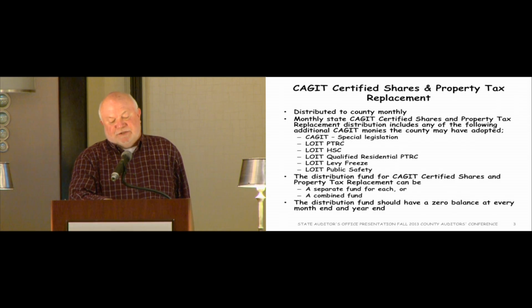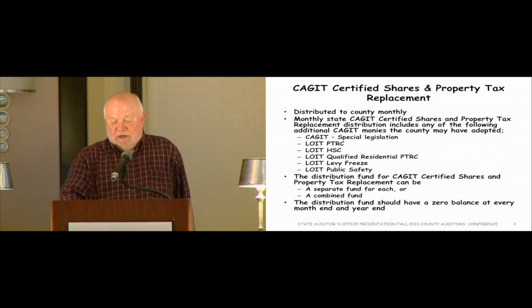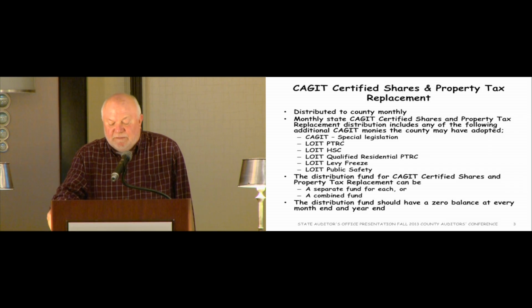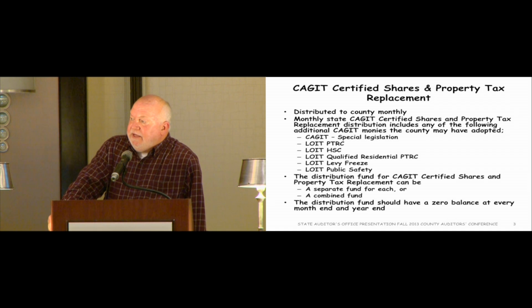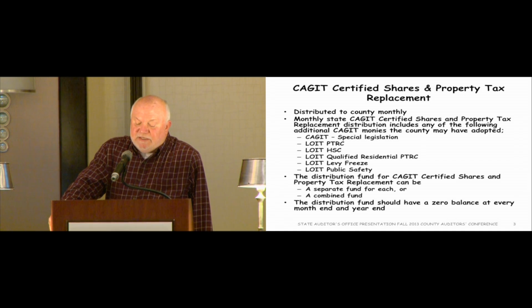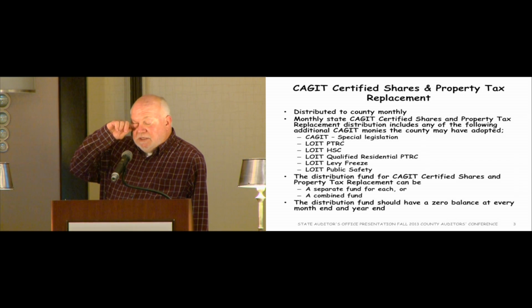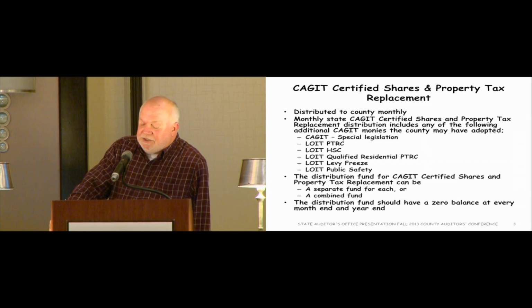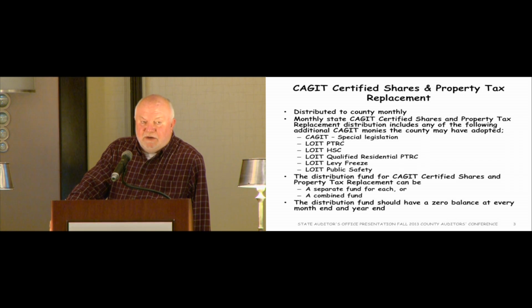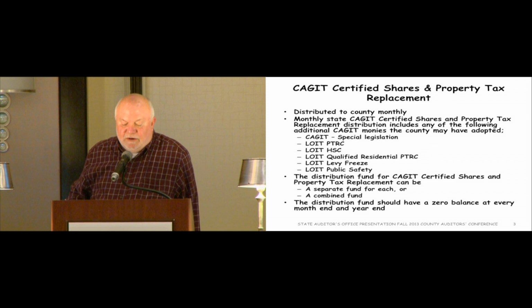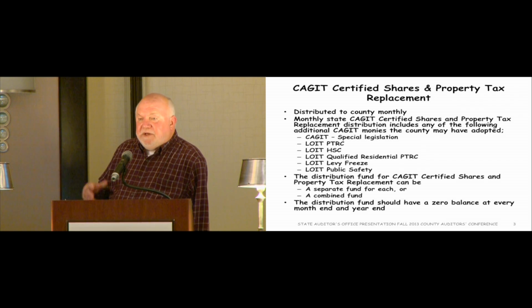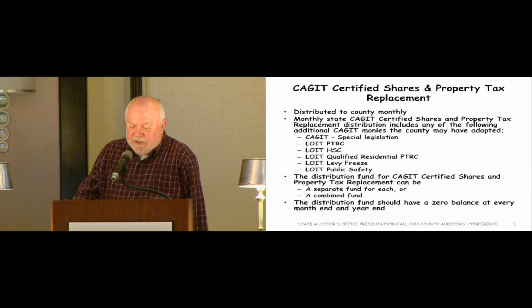So first, CAGIT. As you know, the CAGIT money is distributed by our office to your office monthly. The CAGIT distribution that we send, for the certified shares and property tax replacement, if you've adopted any of the other special uses, such as the special legislation, PTRC, homestead or qualified residential PTRC, or levy freeze, or public safety, then that one distribution is going to include all of those.